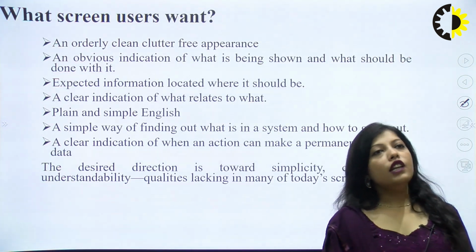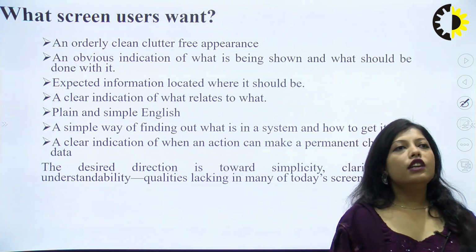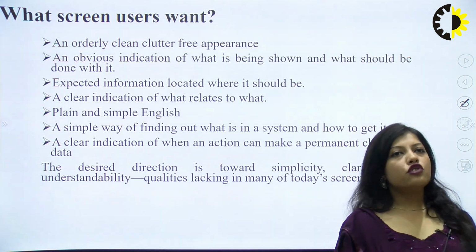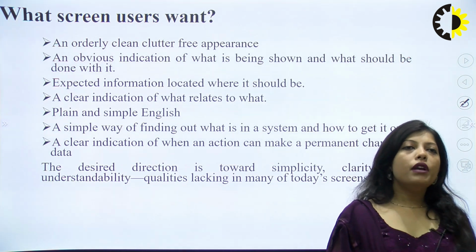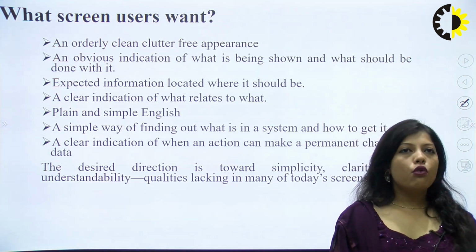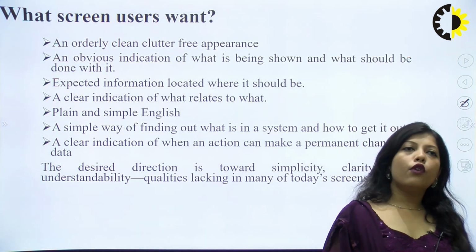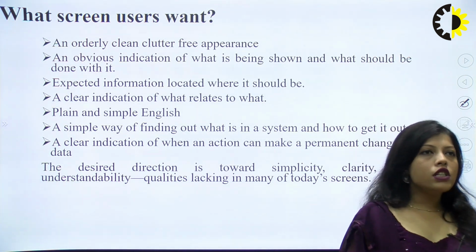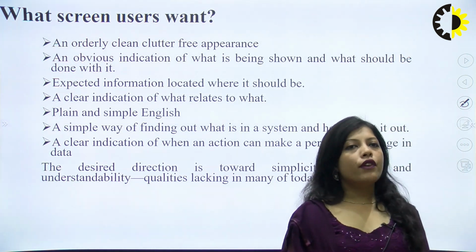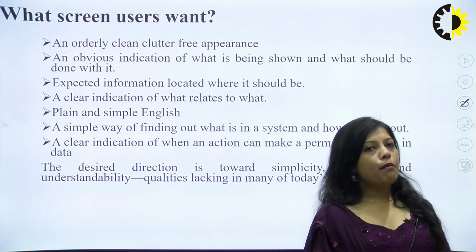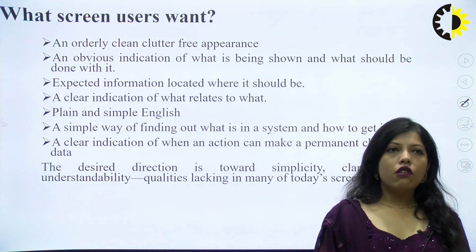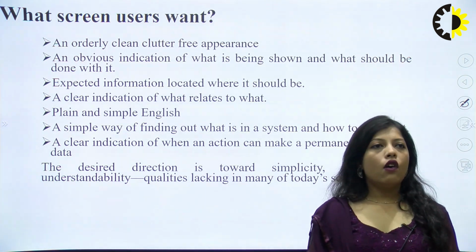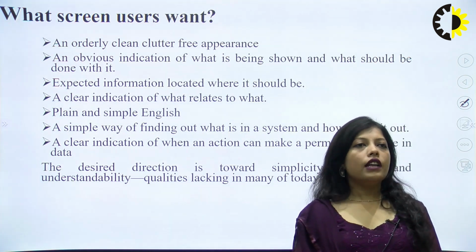So what do screen users want? The screen users want a clean, clutter-free appearance, an obvious indication of what is being shown and what should be done with it. It means the user can see what is being shown and what should be done with it. Expected information located where it should be, a clear indication of what relates to what, plain and simple English. So we must prefer to use plain and simple English, and a clear indication of when an action can make permanent changes in the data. So these are all the things which users want in our screen.